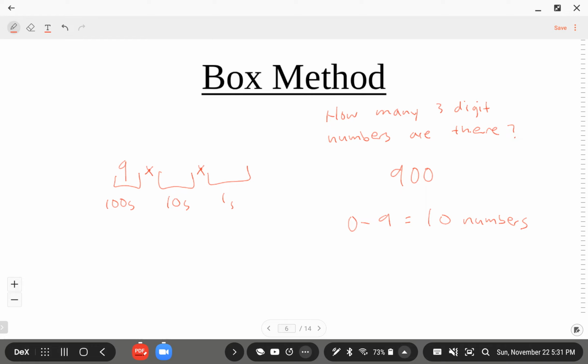So next, we have our tens digit. Now all the numbers, 0 through 9, are possible, right? You can have 900. You can have 990. So 10 numbers available. And for the ones digit, the same, 10 numbers. Multiply that: 9 times 10 times 10 is 900. Okay, we get 900. So does everybody understand this box method right here?